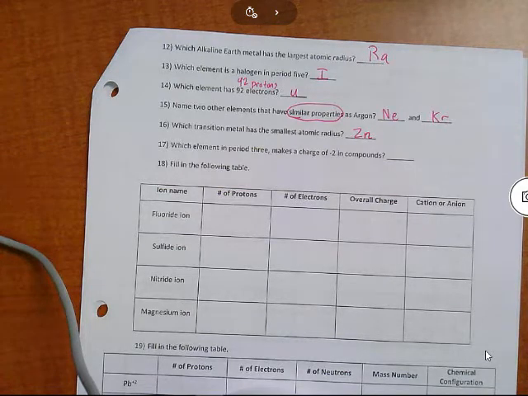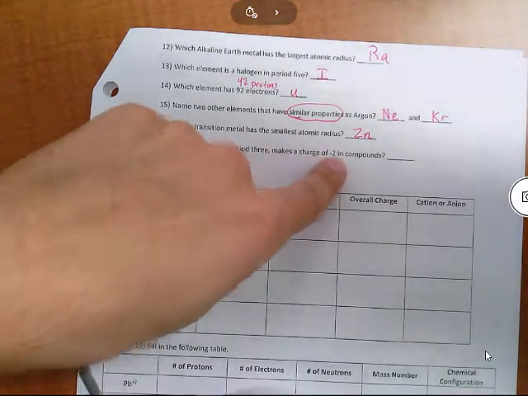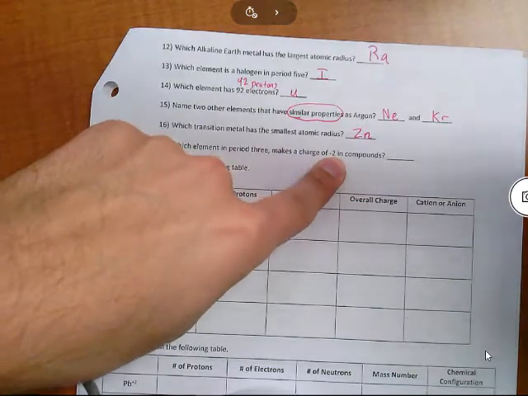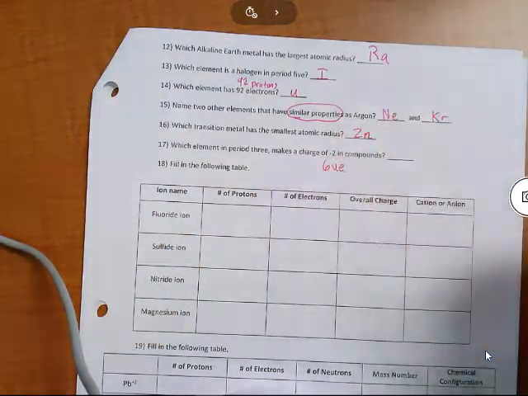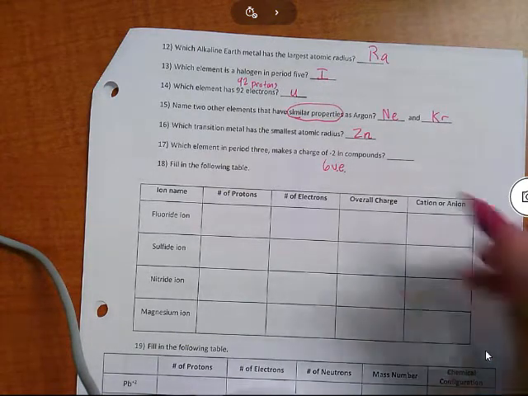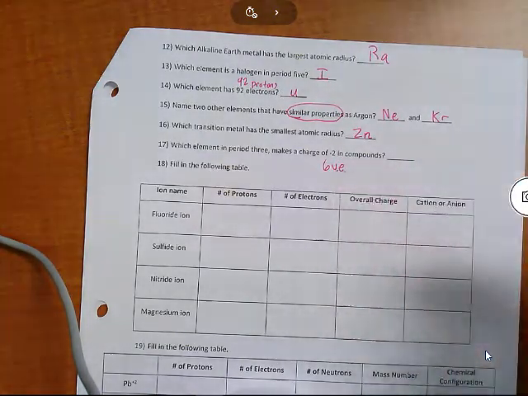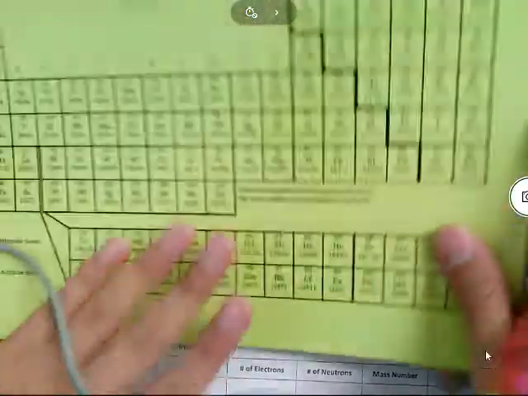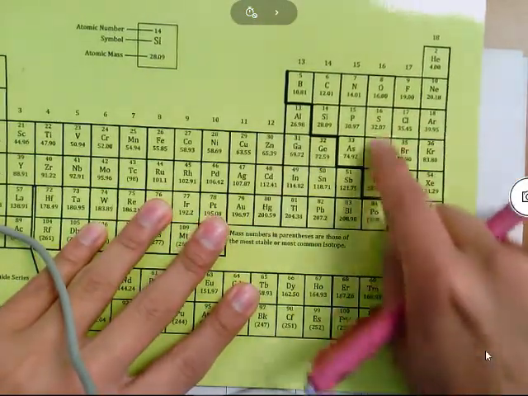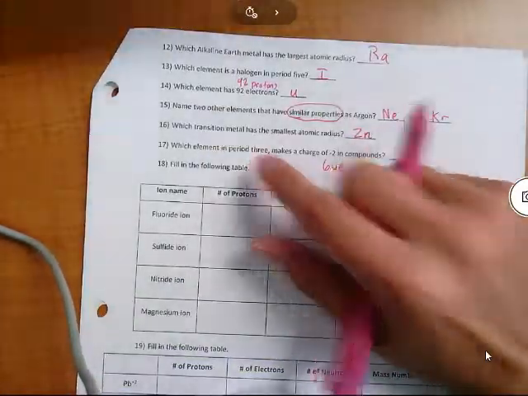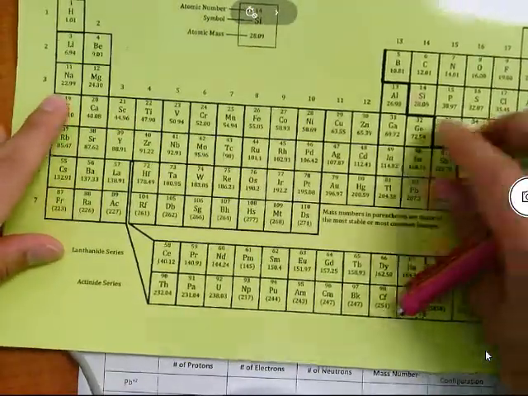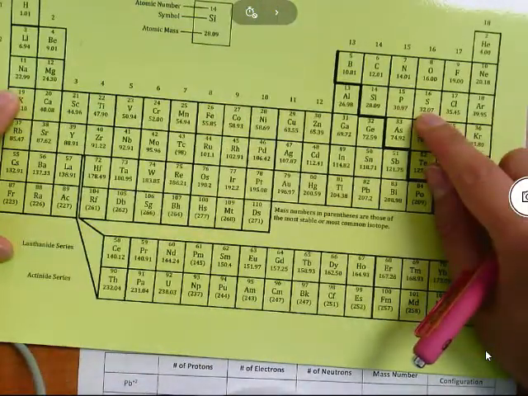Which element in period 3 makes a charge of -2 in compounds? If it makes a charge of -2, then it has to have 6 valence electrons. If it has 6 valence electrons, then it can get 2 more to get 8 electrons. Remember, everybody wants 8. Or you can just memorize that this entire row always has a -2 charge. Either way, doesn't matter to me. Period 3 in that row would be sulfur.